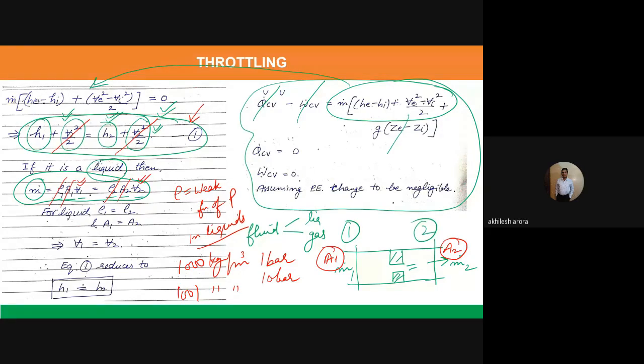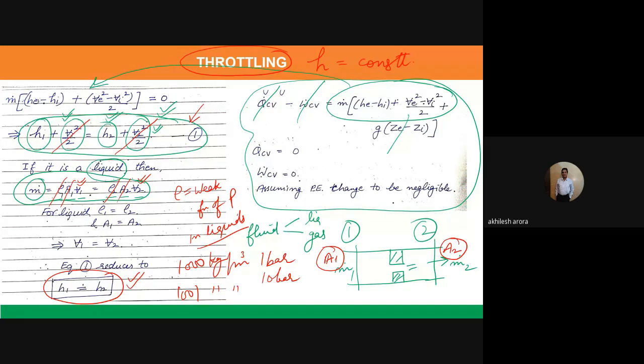So that means enthalpy before the expansion is equal to enthalpy after the expansion, or enthalpy before throttling is equal to enthalpy after throttling. So basically in case of throttling, the enthalpy H remains constant. There is no change in the enthalpy in a throttling process. Now this was about the liquids. Now let us discuss gases.